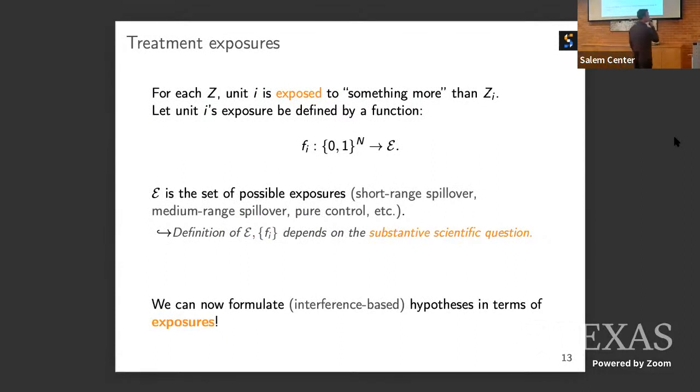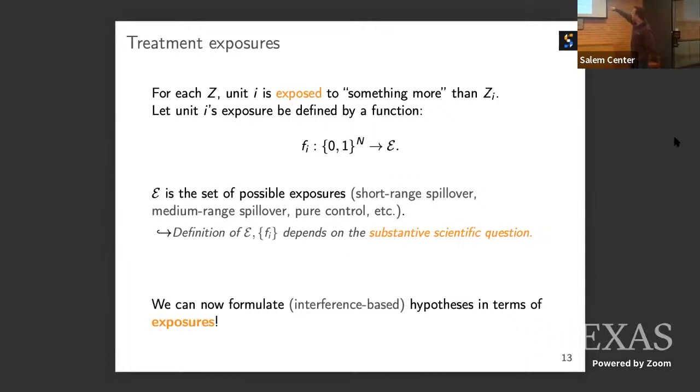Treatment exposures. For each of my streets, keeping with our crime example, each street, as we previously discussed, is exposed to something more than Zi. So let's have a particular function for all of my streets, f sub i, that takes in the treatment vector, which is binary, and maps it to some set of possible exposures. This will basically tell me, for street i, is it a short range spillover, meaning is it a street that is close to a treated street? Is it a medium range spillover, or is it a pure control? When I say pure control, I mean a street that is sufficiently far away from any of my treated streets on the spatial network.